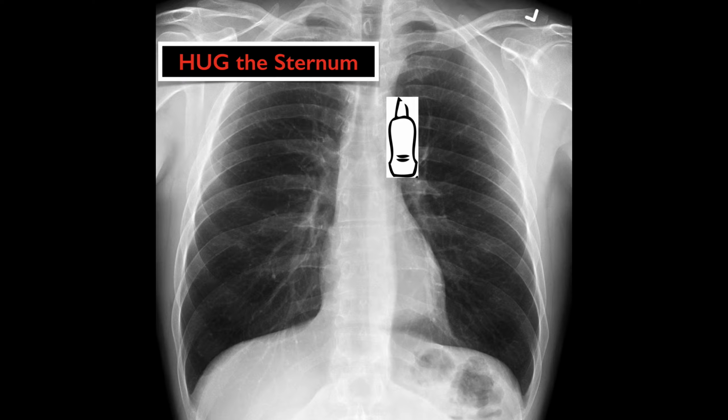So think about it this way. You see how the heart on this chest x-ray is right behind the sternum. We know this by looking at x-rays, but a lot of times people will start on the left side. So if for some reason, let's say you start at the 4th intercostal space and you don't see any heart, just hug the sternum, scan down or inferiorly, and you eventually see the heart.